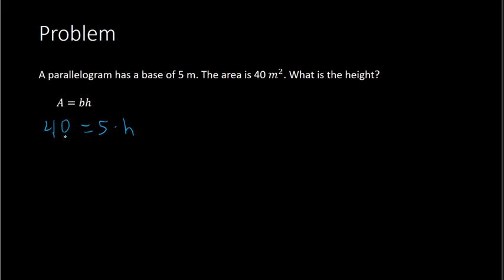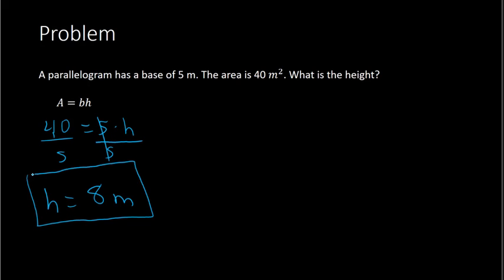So here I have a little equation. 40 equals 5 times height. Solve this for height. We can do that by dividing both sides by 5. We now have height equals 40 divided by 5, which is 8. So the height is equal to 8, and the units are meters. So I have 8 meters as my height.